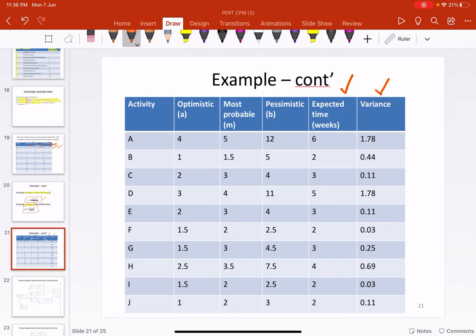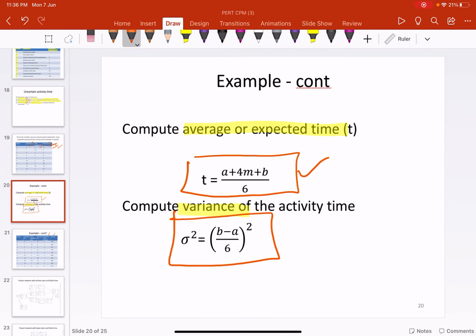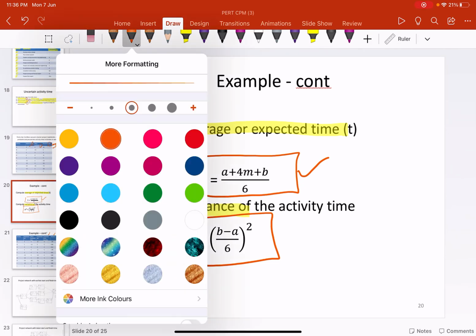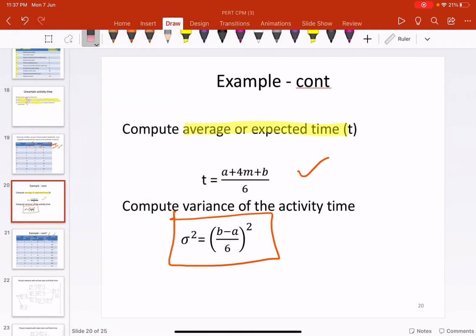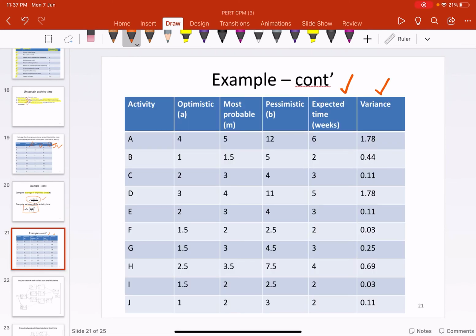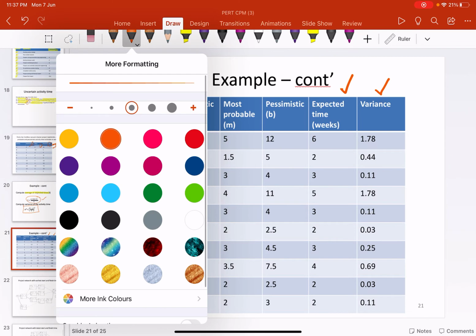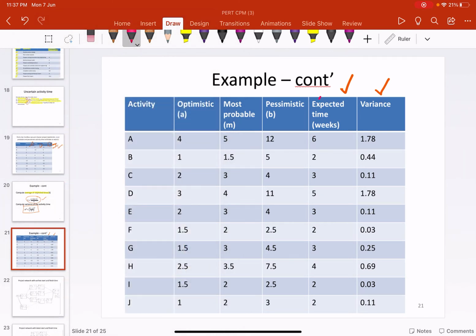If you still remember, you need to use this formula here. T is equal to A plus 4M plus B divided by 6.